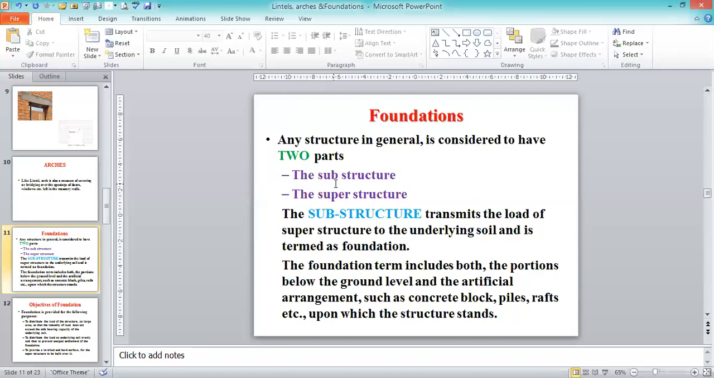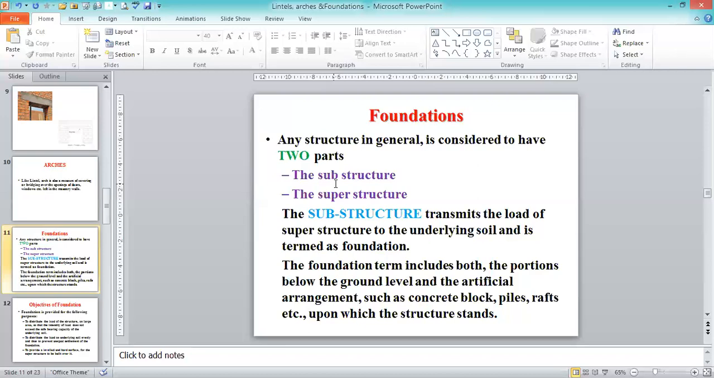So there are two cases. First case is replacing the loose soil or the weak soil with the strong soil, or otherwise we go for adding admixtures to the same existing soil, and we improve the properties of the soil, meaning the bearing capacity of the soil.